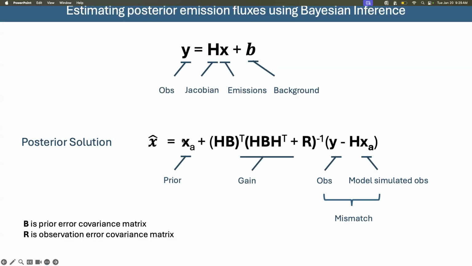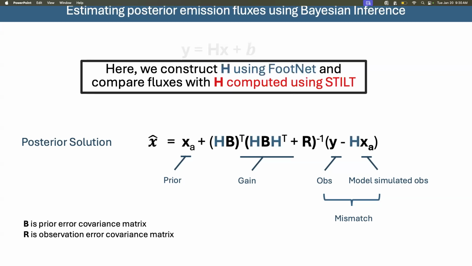So here we have some prior fluxes, and then we add the second term here, which is a gain term multiplied by the mismatch between the observations and model simulated observations. Here B is the prior error covariance matrix, and R is the observation error covariance matrix. So we kept all of the parameters of the inversion the same, except for changing the Jacobian or H matrix, and just replaced it with the footprints computed using the FootNet model. And then we estimated fluxes and compared them with the fluxes computed using STILT based footprints.